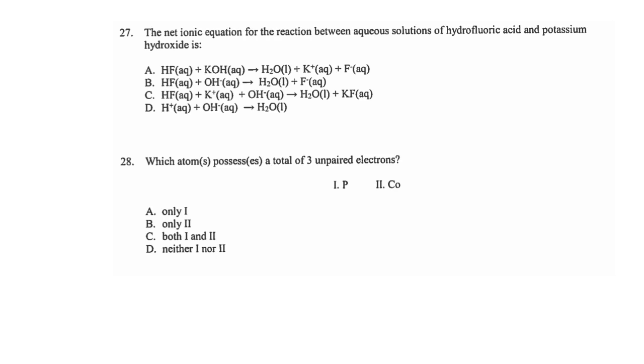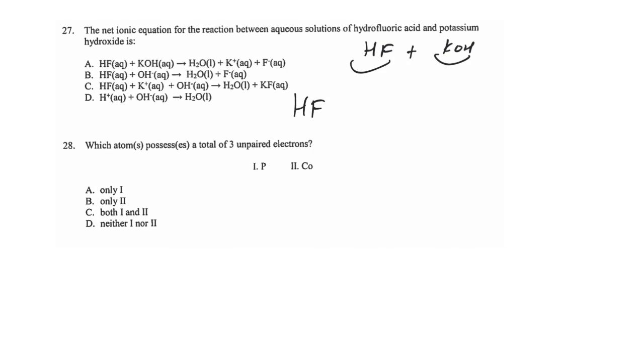So the net ionic equation for the reaction between solutions of hydrofluoric acid and KOH. So HF and KOH. Looks like a naming problem, but you can see from the choices we can certainly work those out. Okay, so HF's weak, KOH is strong. So let's think of the full molecular reaction first. The full molecular reaction would be KF plus water. Acid plus base goes to the salt plus water.